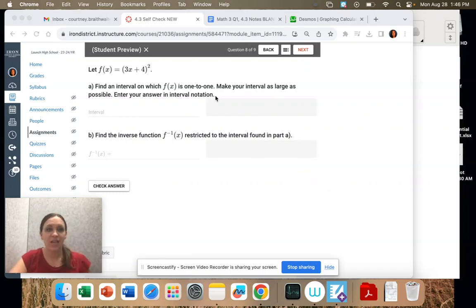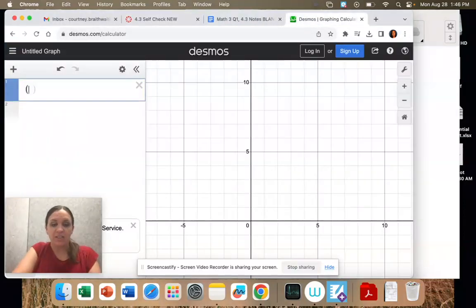Okay, question 8. We have (3x + 4) squared. Find an interval on which it's 1 to 1. So that means find an interval where it has an inverse. Make your interval as large as possible and enter it in interval notation. And then we actually want to find the inverse. So I'm going to graph it because it makes it easy to see.